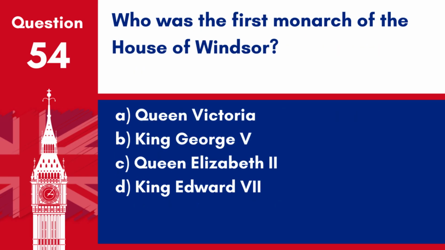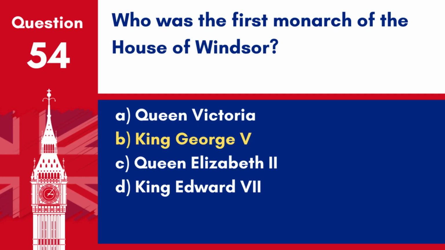Question 54. Who was the first monarch of the House of Windsor? A. Queen Victoria. B. King George V. C. Queen Elizabeth II. D. King Edward VII.